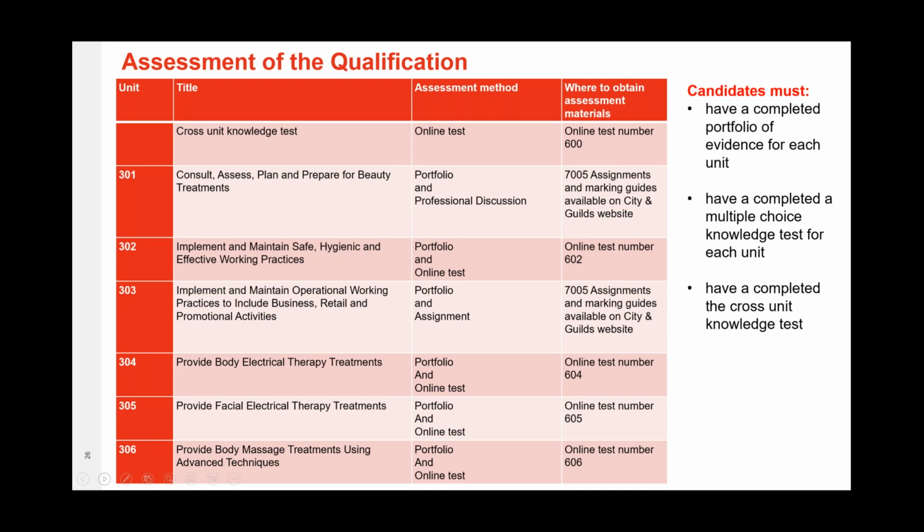Then we have 302, which is health and safety. This will be a portfolio and online test. And again, 303, implement and maintain operational working practices to include business, retail and promotional activities, will be a portfolio and an assignment. So there's a range of assessment in this qualification, whereas you can see 304, 305 and 306 will be a portfolio and online test, making sure they have a real understanding of the electrical equipment they're using and the advanced techniques for body massage.